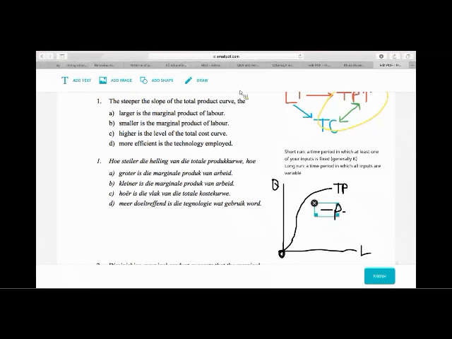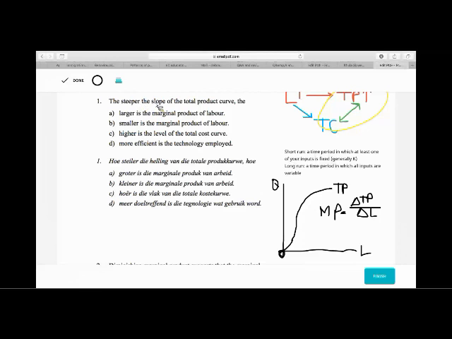So your marginal product is equal to the change in your total product divided by the change in labor. Okay, so marginal product is calculated as every time I change my labor, how does my total product change?